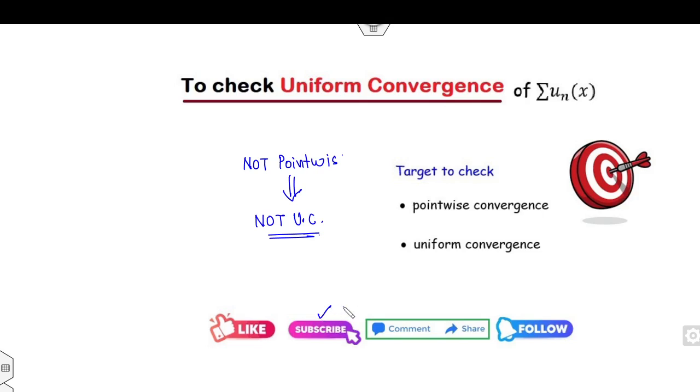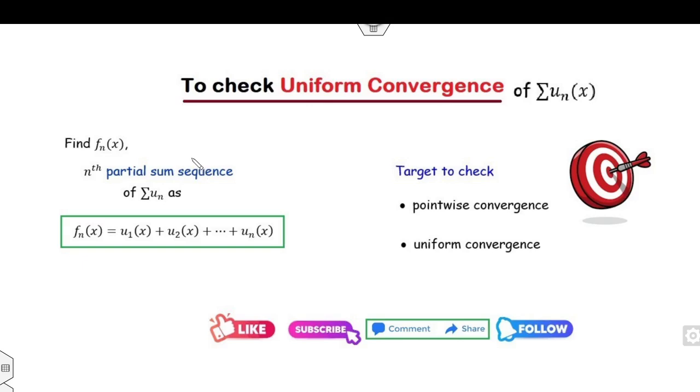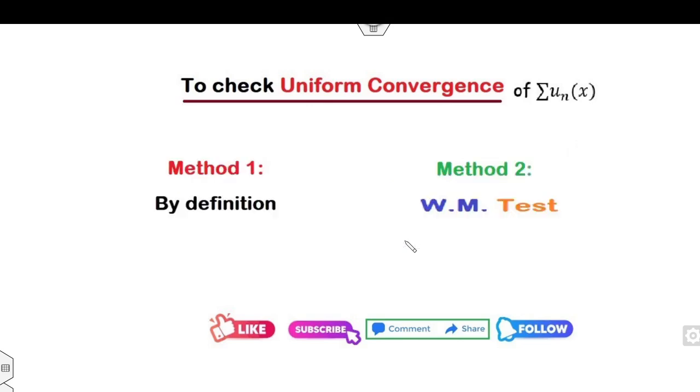Now, once you have the series of functions, your first target is to define the sequence of functions, called the nth partial sum sequence, which is defined mathematically as Fn(x) = u1(x) + u2(x) + ... + un(x). This Fn is called the sequence of functions. Remember, students, it's a sequence of functions. Based on this sequence of functions, we can define the pointwise and uniform convergence.